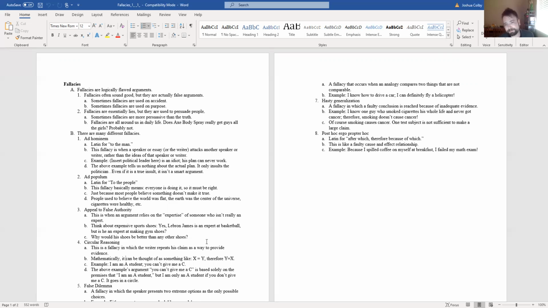Hasty generalization. This is when a conclusion is reached because of inadequate evidence. It would be like if you took a really small sample size and then applied the findings from that small sample size to a very large audience. It's usually going to be a hasty generalization. So the example here is, I know one guy who smoked cigarettes his whole life and never got cancer, therefore smoking doesn't cause cancer.